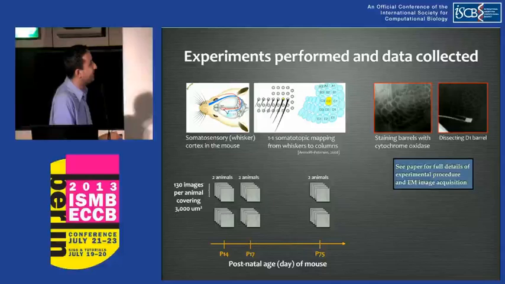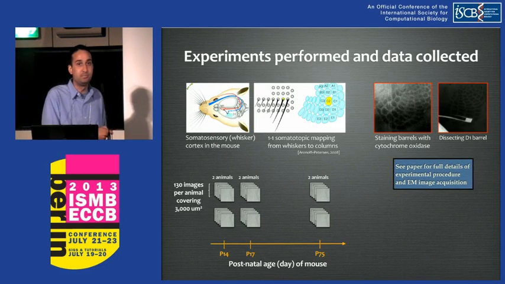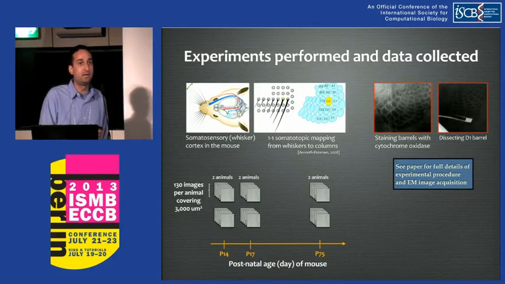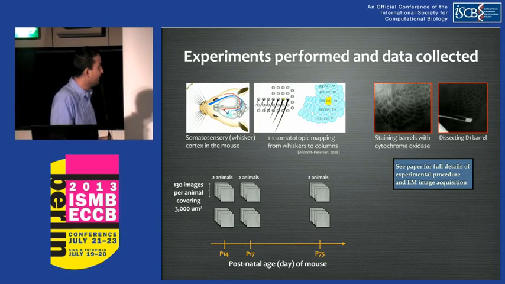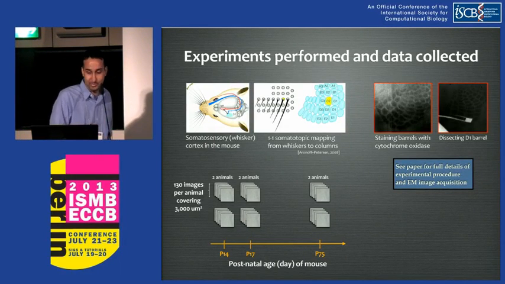Okay, so we can dissect this. We chose this D1 barrel kind of arbitrarily. We can dissect it out, and then we imaged it using this ATUM EM technique. We did a sample of 6 animals, 2 at postnatal age 14, so 14 days after birth, 2 animals at P17, and then 2 at P75, well into adulthood. For each animal, we took about 130 images covering about 3,000 square microns of space in the brain.